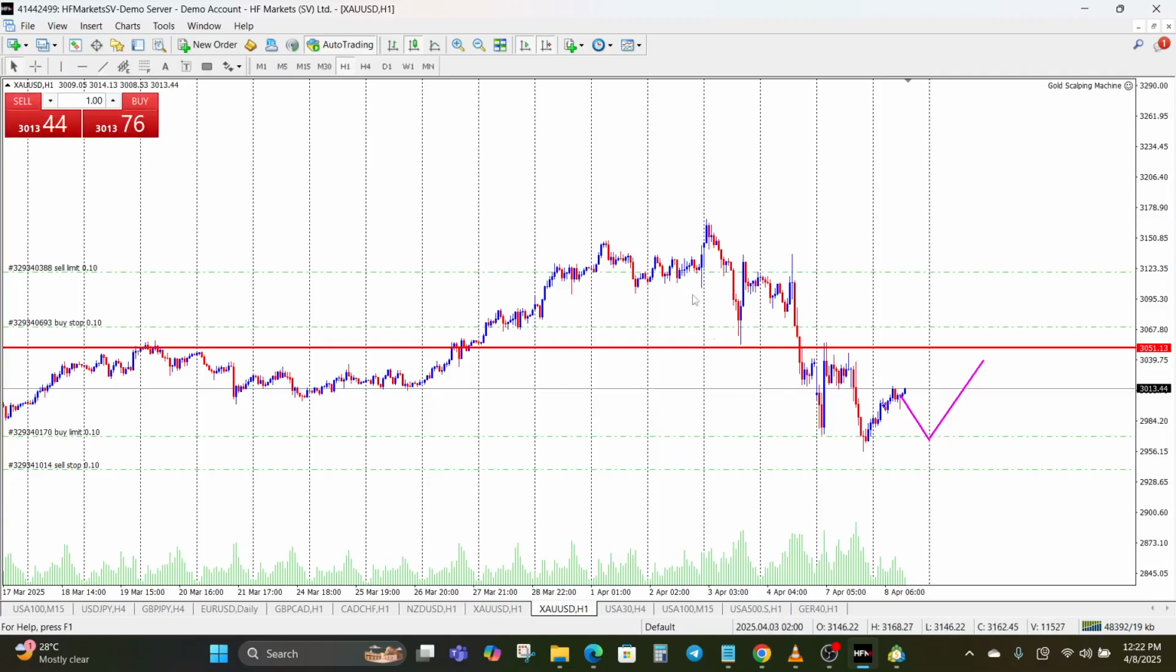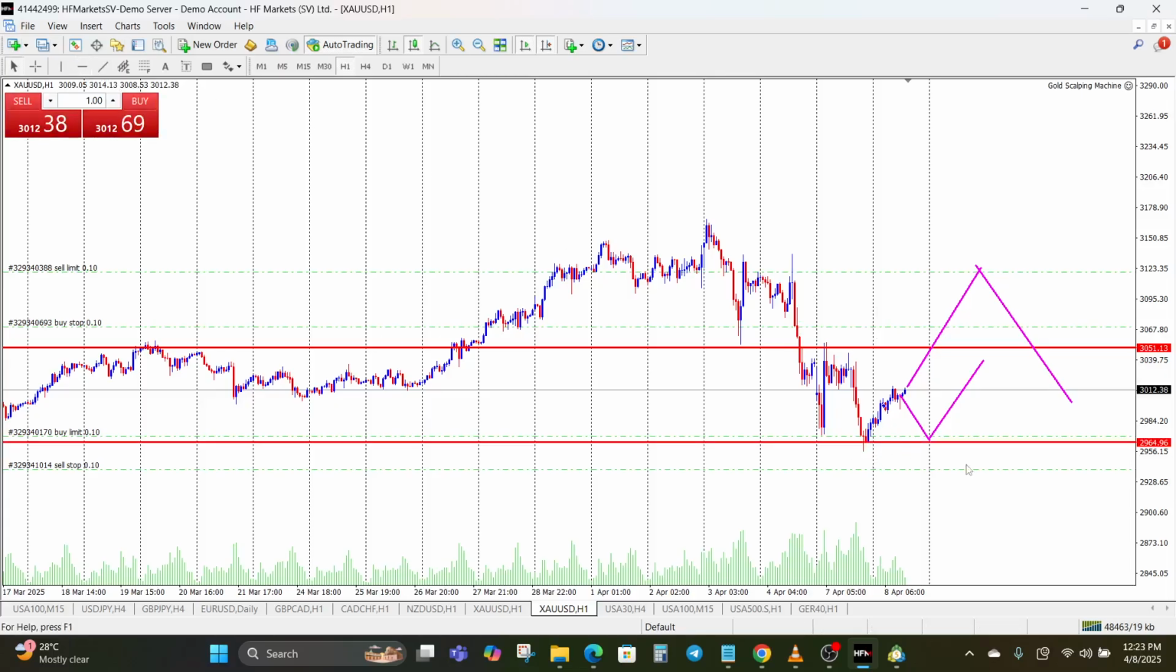Or perhaps, let's say you are expecting price to retrace, for a sell, perhaps to retest this resistance zone and then come back down. So a sell limit order is going to come in handy. While stop orders are perfect for breakout setups. For example, you're expecting price to break out from this resistance, you can use a buy stop order. Or you're expecting price to break out from this support, you can use a sell stop order.